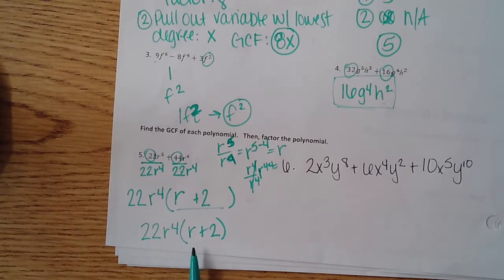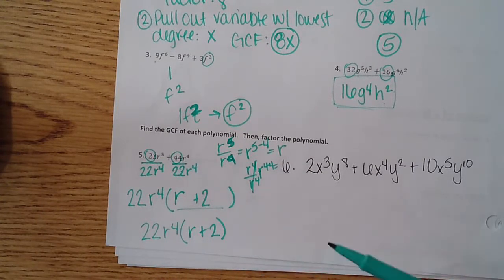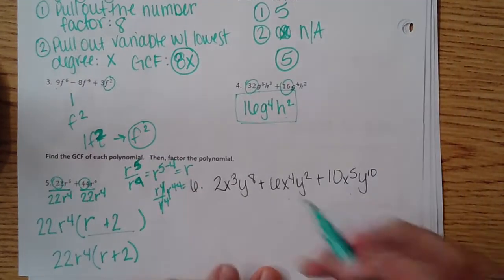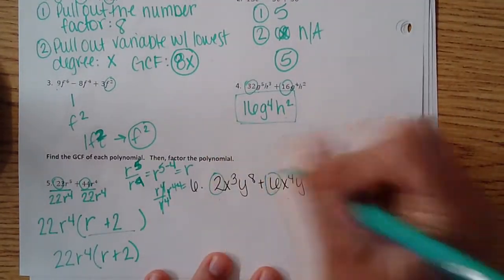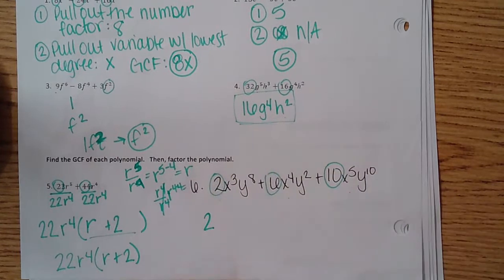When it comes to variables, if you do it correctly, you should end up with one term with none of those specific variables, okay? So now this one's a little more complicated. Step number 1, we're going to look at the 2, the 6, and the 10. What is the largest number that goes into 2, 6, and 10? Well, that's 2. So I'm going to pull that out.